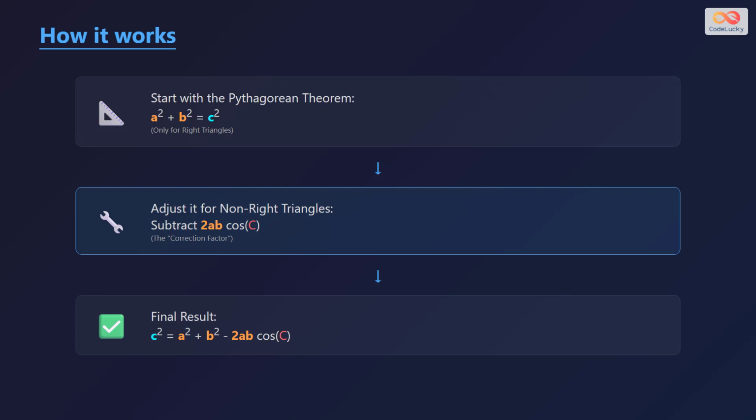Think of this formula as an upgrade to the Pythagorean theorem. The first part, a squared plus b squared equals c squared, works for right triangles. The second part, minus 2 a b cosine c, is a correction factor that adjusts the length for non-right triangles.